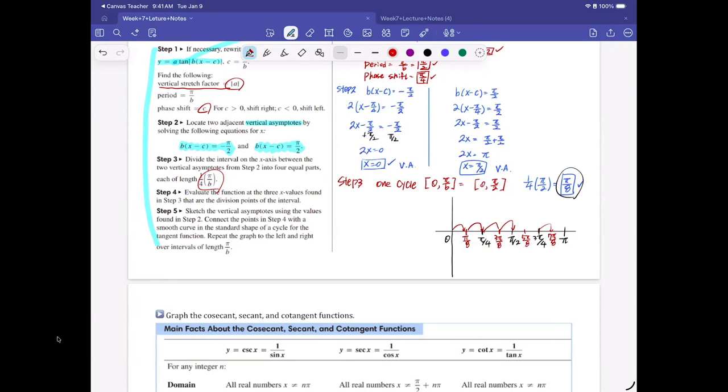And then as you can see, let's draw the vertical asymptotes. The vertical asymptote is 0, and then also pi over 2. And the next one is going to be what? Pi, right? So these are the vertical asymptotes.